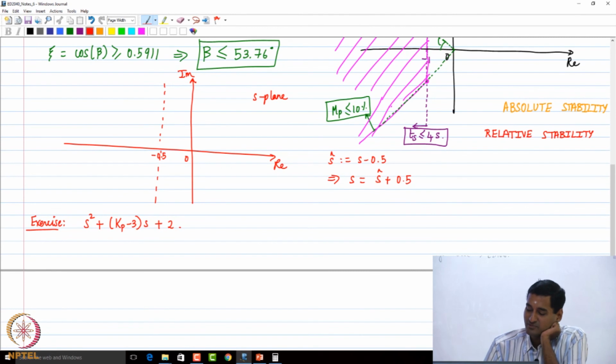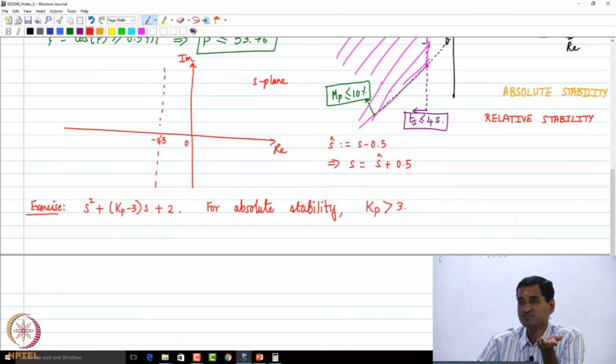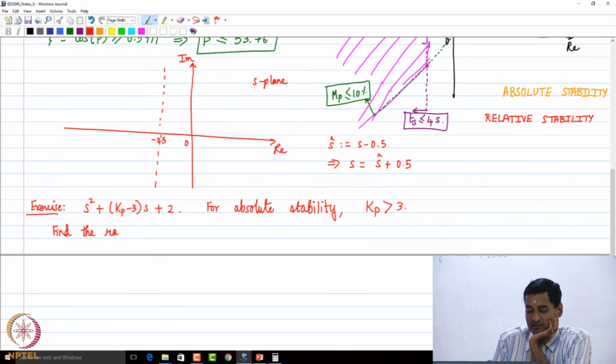Why don't you try for this polynomial: for absolute stability, what do we need? Kp must be greater than 3, because this is a second order polynomial. I want all coefficients to be non-zero and of the same sign, for both roots to lie in the left half of the complex plane. So, for absolute stability, Kp should be greater than 3. So, find the range of Kp to ensure relative stability as desired above.